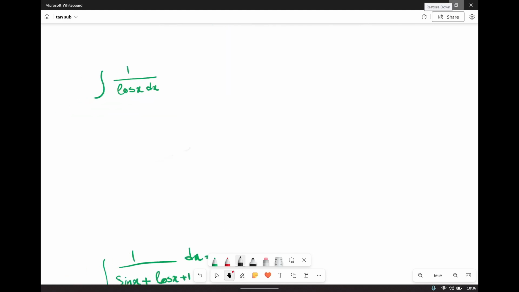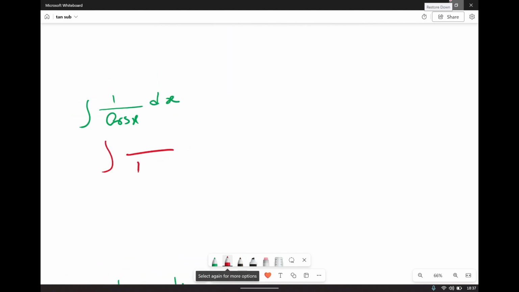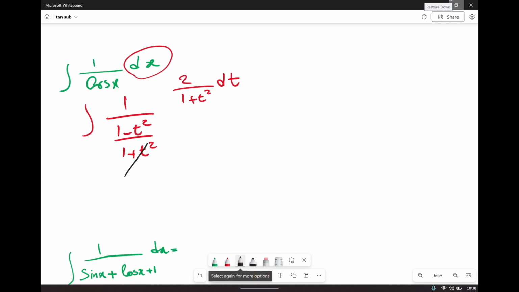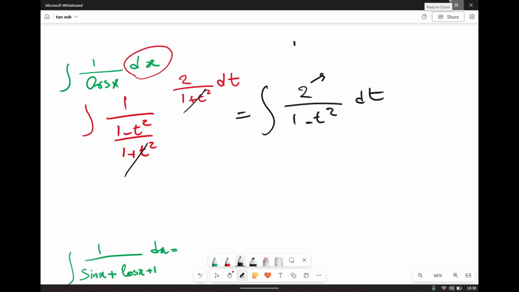What about these guys? Integration of 1 over cosine, that is 1 minus t squared over 1 plus t squared. Instead of dx, I put 2 over 1 plus t squared dt, yes? Okay, immediately they cancel each other. The integration is 2 over 1 minus t squared dt. By partial fraction decomposition, I use a trick: 1 plus t plus 1 minus t. You know, they can cancel each other.